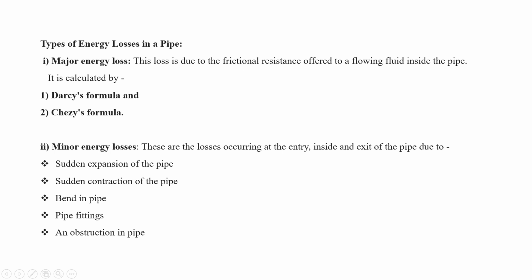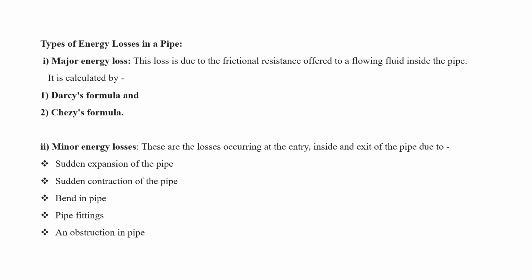Now, loss in a pipe when the fluid is flowing through pipes. We all know that when the fluid flows in a pipe, there are different types of losses, and usually these losses are classified as major energy losses and minor energy losses. Major energy loss is the loss due to the frictional resistance offered to a flowing fluid inside the pipe, and it can be calculated by either Darcy's formula or Chezy's formula.